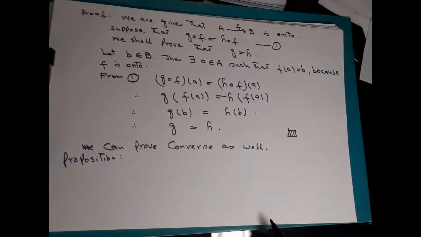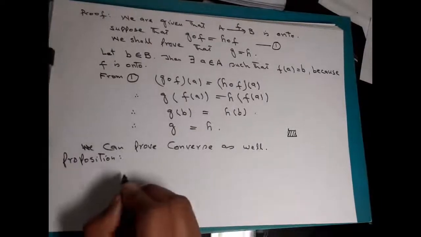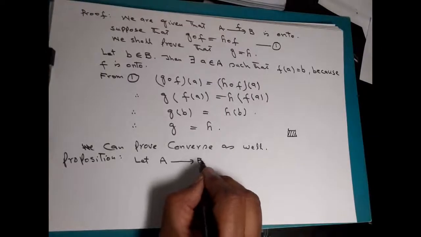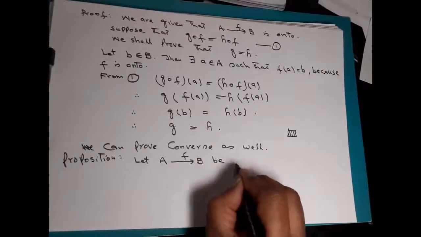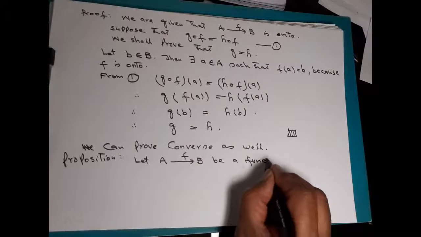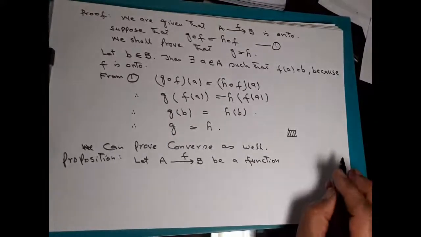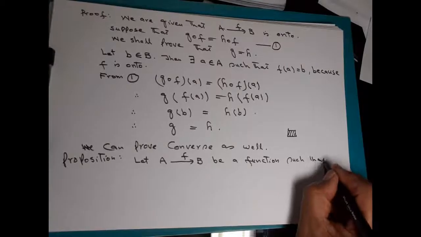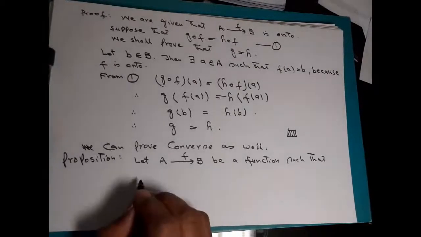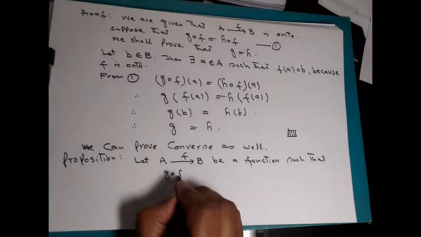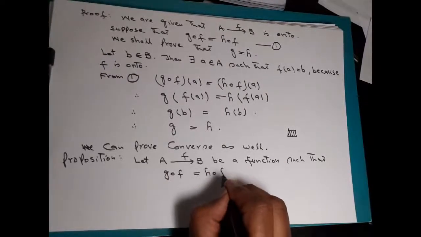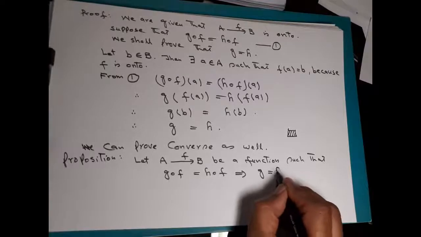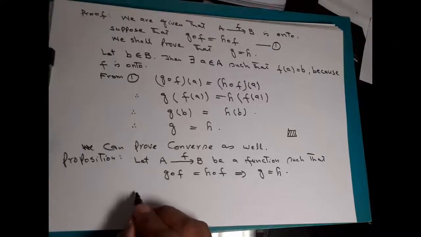So we are going to prove that: let F be a function with domain A and codomain B, such that G circle F is equal to H circle F implies that G is equal to H. Then F is onto.